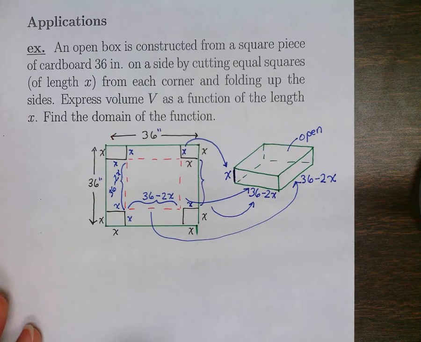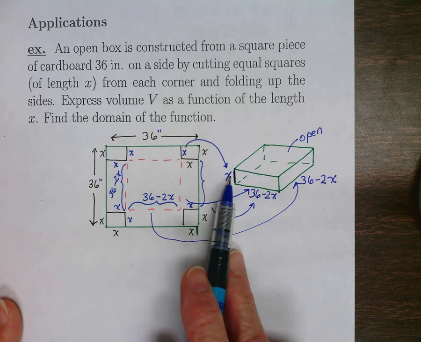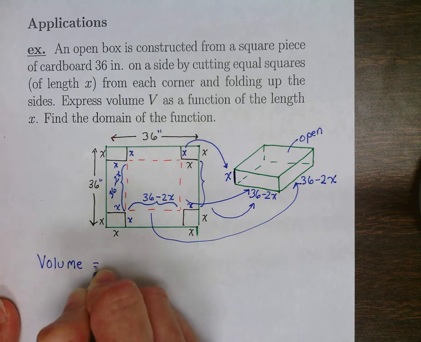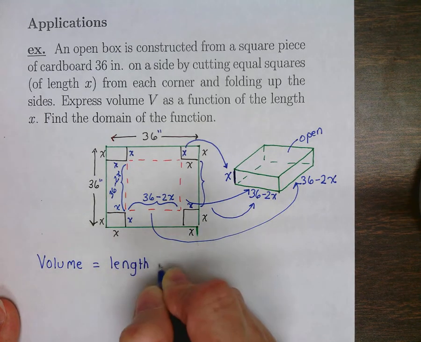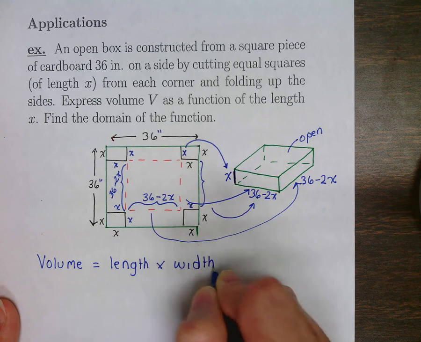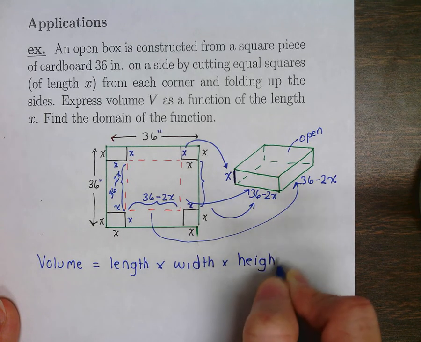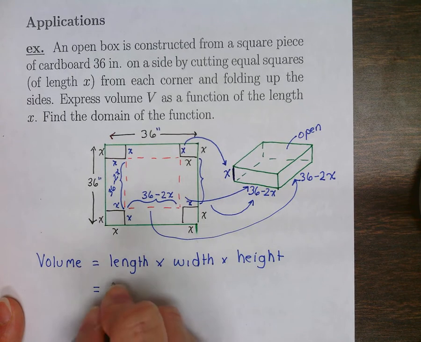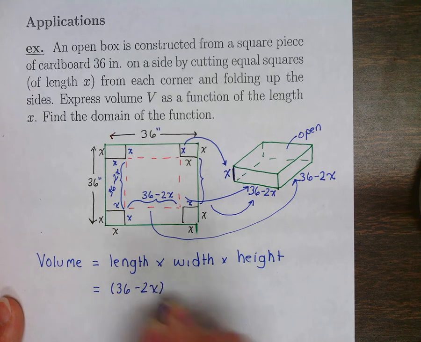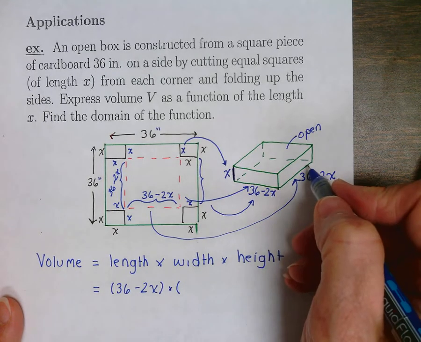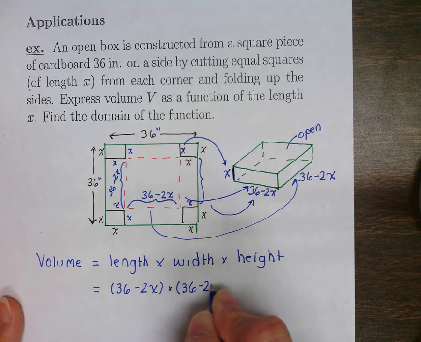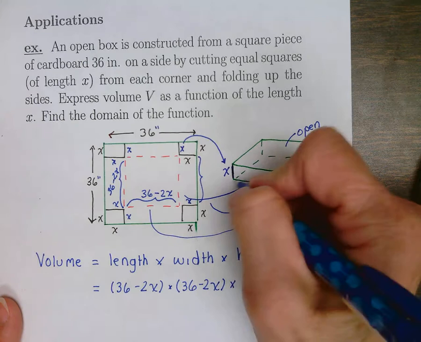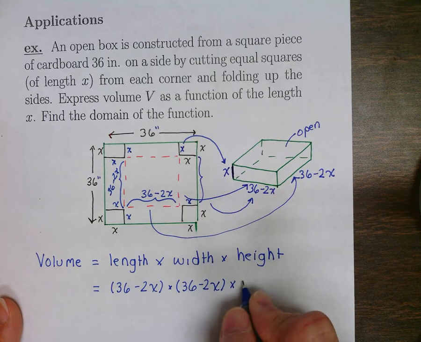Okay? And it says express volume as a function of that length x. Well, we can do that easily because we know volume of a box is length times width times height. Okay? And what's the length? It's this distance, 36 minus 2x. And the width, because we started with a square and we cut out equal pieces from each end, it's also 36 minus 2x. And the height is what happens when you fold it up and you get x.